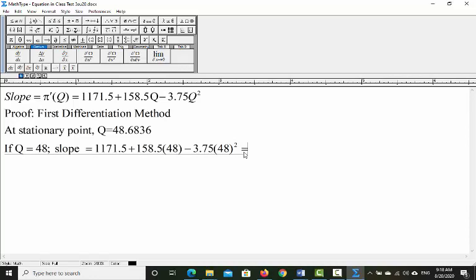1171.5 plus 158.5 multiplied by 48 minus 3.75 multiplied by 48 square. So what do we get? 139.5. Let me check if I have written it correctly. Let me check the calculation. Yes, it is correct. Always spend 2 seconds revising immediately after you do every step. So it's correct.